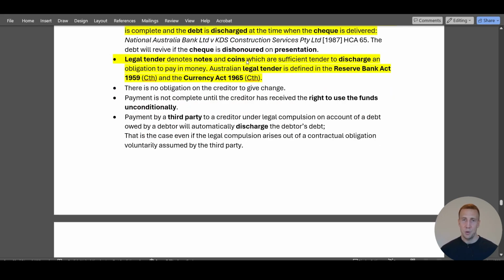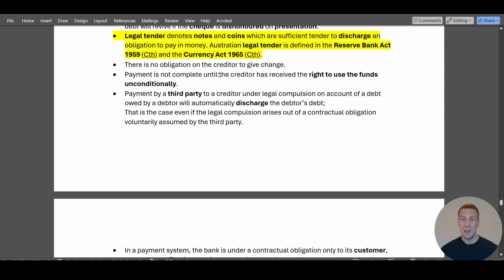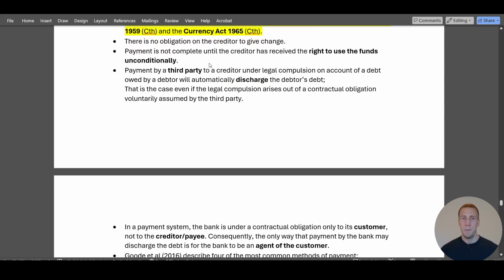Legal tender denotes notes and coins which are sufficient tender to discharge an obligation to pay in money. Australian legal tender is defined by the Reserve Bank Act and the Currency Act. Okay, there is no obligation on the creditor to give change. Payment is not complete until the creditor has received the right to use the funds unconditionally. So payment by a third party to a creditor under legal compulsion on account of the debt owed by a debtor will automatically discharge the debtor's debt. That is the case even if the legal compulsion arises out of contractual obligation voluntarily assumed by the third party.